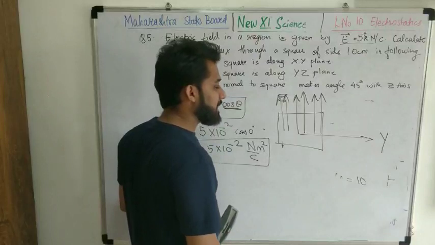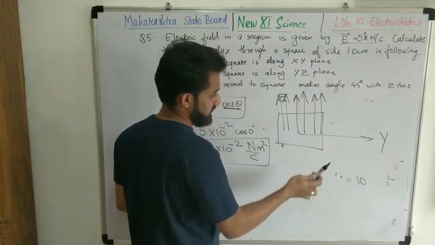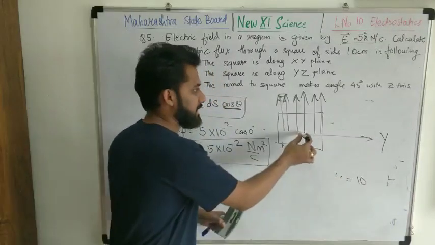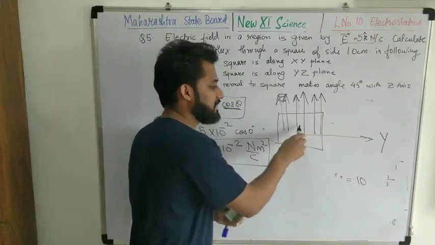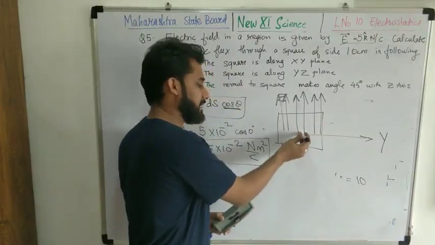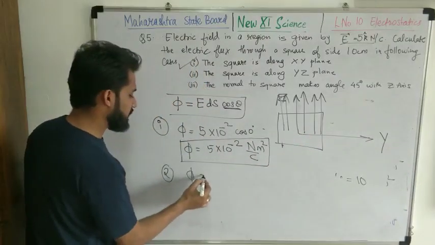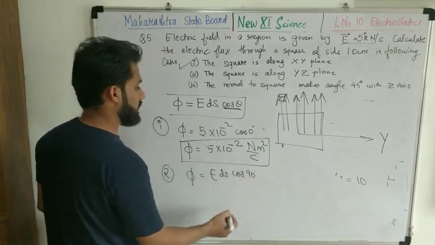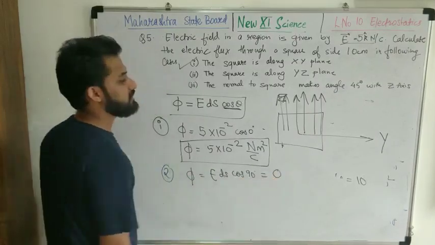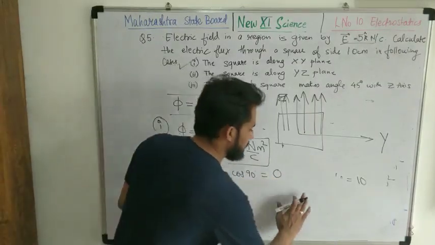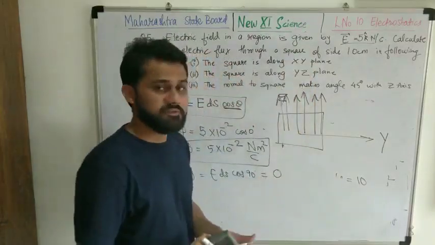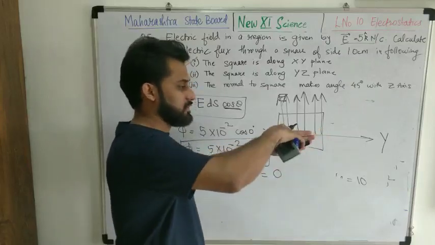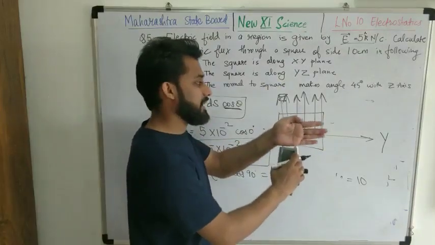So what will be the angle with the area vector? Yes, the area vector will be perpendicular to the area, outward, and the electric intensity is along z, so the angle will be 90. As the angle is 90, the flux is E ds cos 90, and cos 90 is 0, so no flux will pass in this case. The electric field is along z, and the area is lying in the YZ plane, so not even a single line will cross through that surface, everything will be parallel.